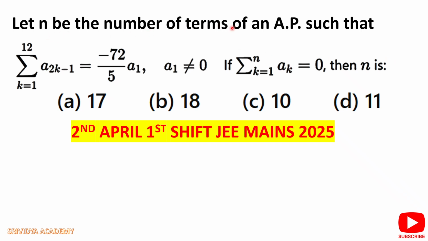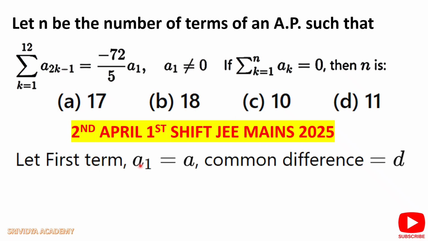Let n be the number of terms of an arithmetic progression such that the sum for k equals 1 to 12 of a_(2k-1) is equal to -72/5 a1. That is, a1 is the first term here and a1 is not equal to 0. If the sum for k equals 1 to n of a_k is equal to 0, then n is, we have four options.